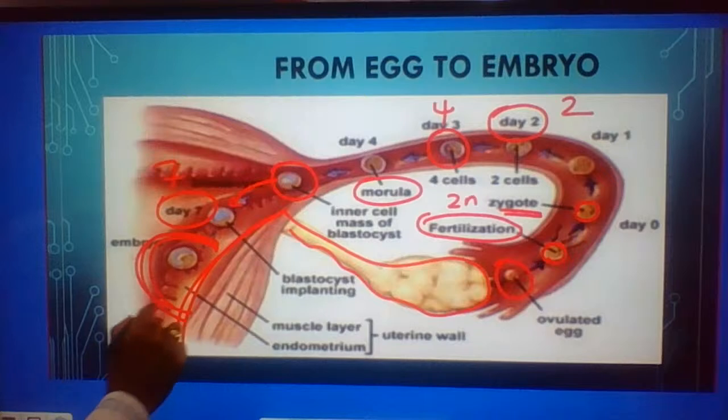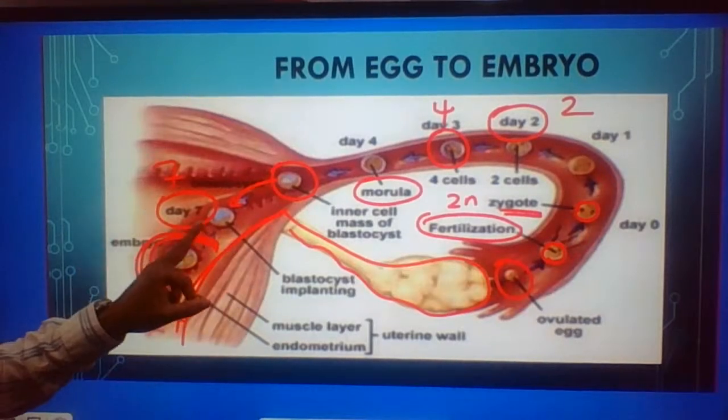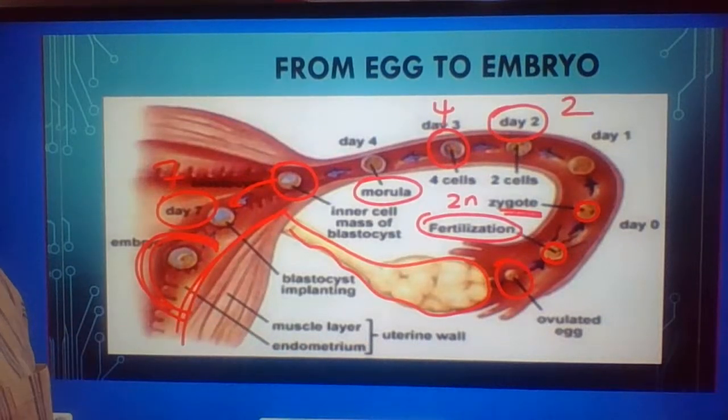புதையும் இந்த இடத்துல வந்து புதையும். So the blastocyst will be implanted onto the surface of the endometrium. So on the uterine wall, இது வந்து uterine wall வந்து புதையும் போது then the progesterone level rapidly it will increase.